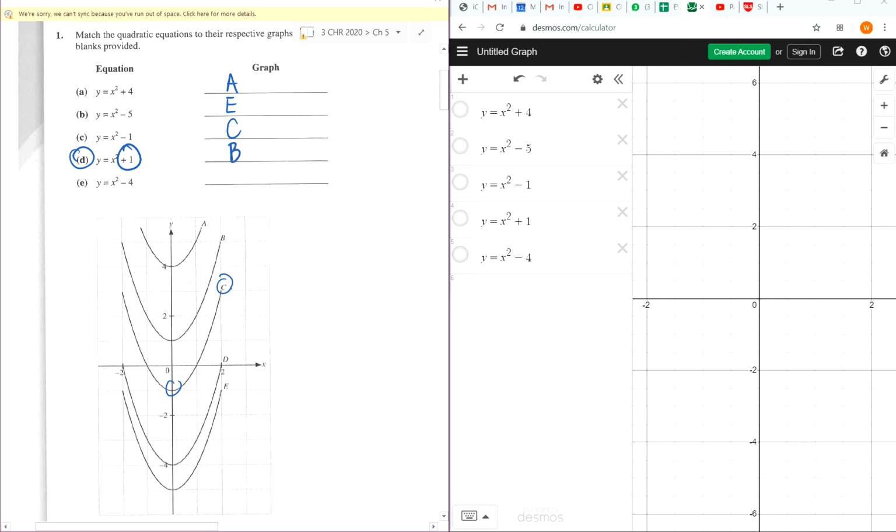Did you choose B? Let's take a look. X squared plus 1. Yes, it cuts at positive 1. And the last graph that we have, look at the constant value of negative 4. Looks like it should be graph D. There we have it, it cuts at negative 4. Graph D.